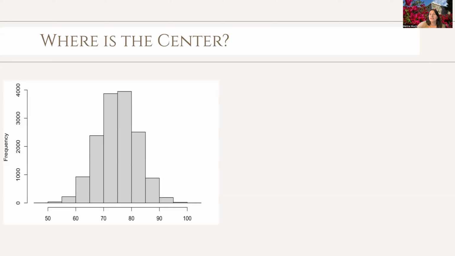So we're going to start with a simple exercise. Where is the center? You can take a second to pause if you'd like here, or you can just roll with me. It's very clear probably to you where the center is. On our x-axis, we have a range of 50 to 100. And on the y-axis, we have frequency of observations or respondents. So this is a histogram.